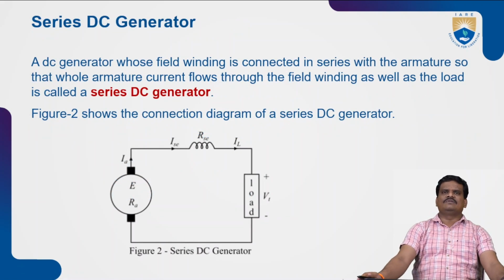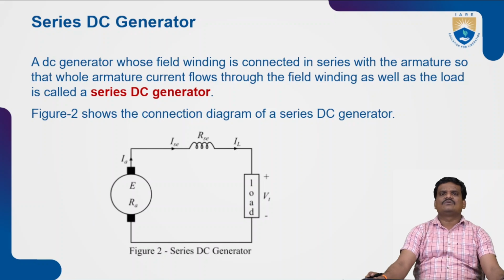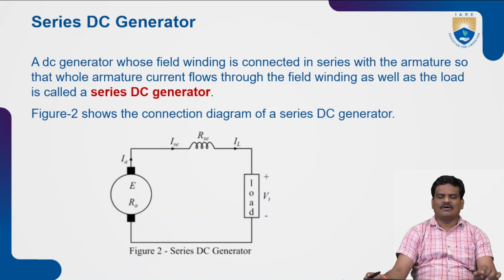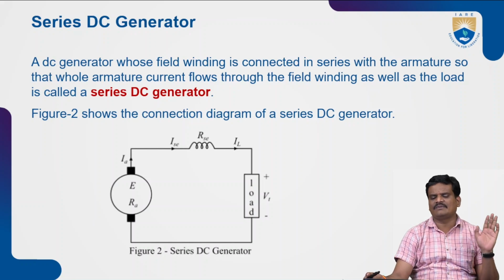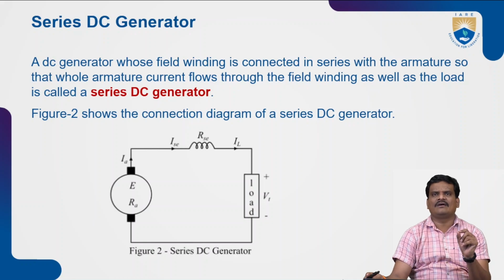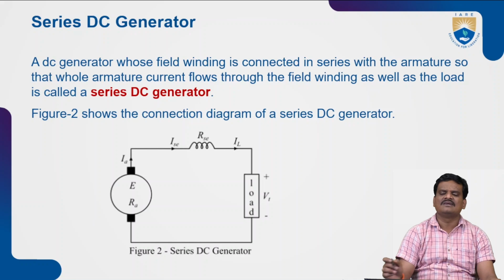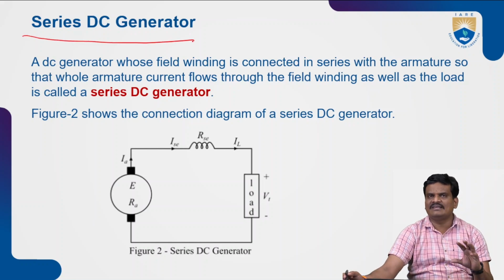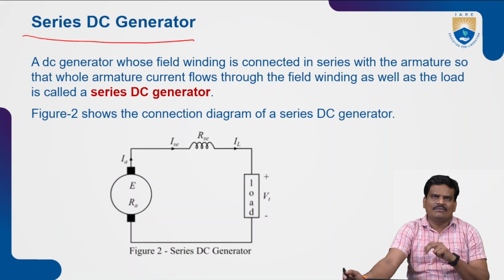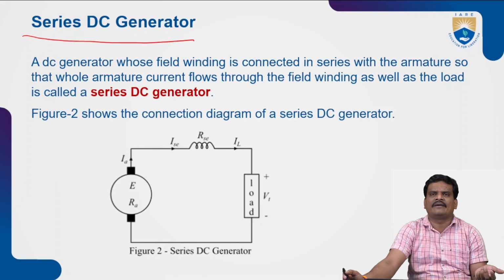First we will discuss the series DC generator. The connection diagram of the series DC generator is given here, where the field winding is connected in series with the generator armature terminals. If the field winding of a machine is connected in series with the generator armature terminals, then it is called a DC series generator. The classification always depends upon the connection of the field winding.